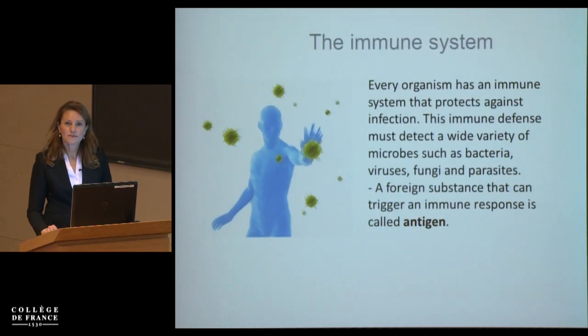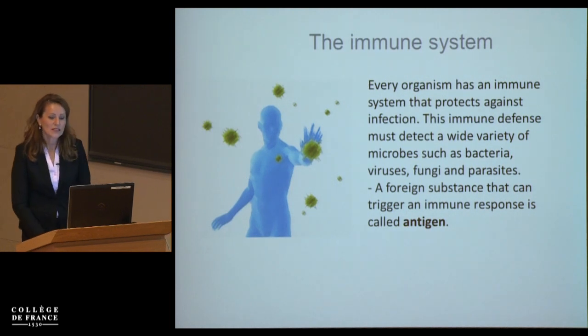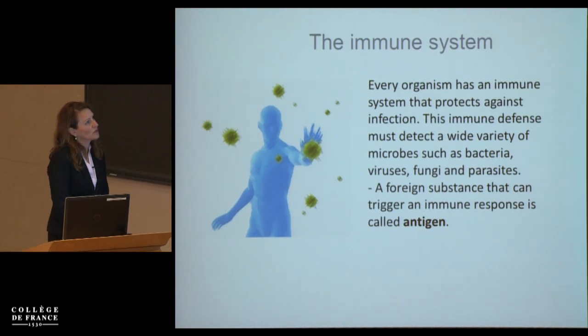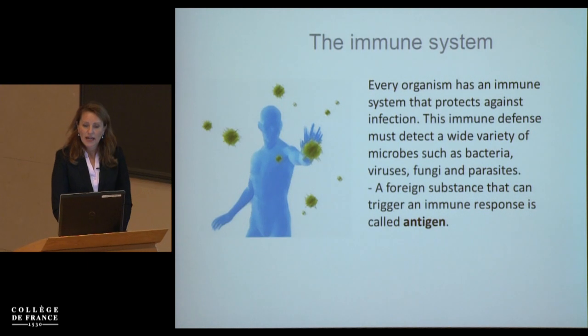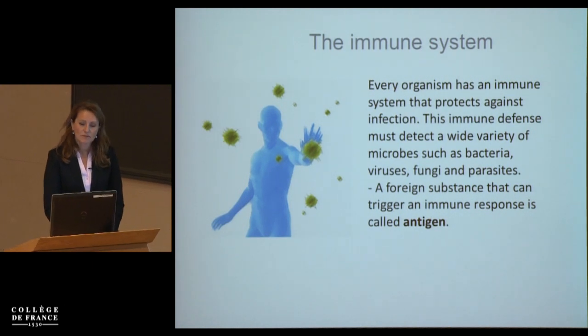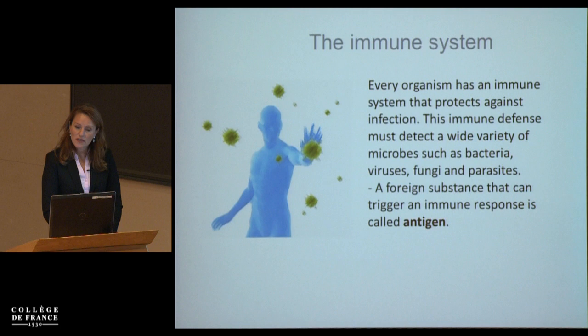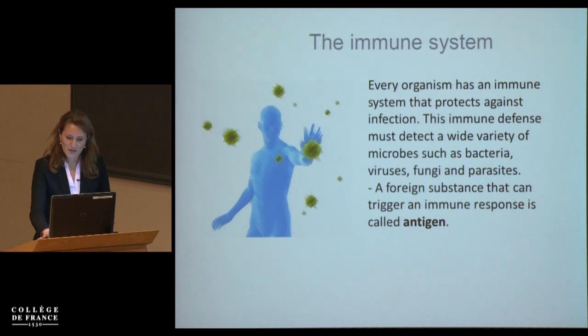So the immune system: every organism has an immune system that protects against infection. And this defense must detect a wide variety of microbes, such as bacteria, virus, and fungi, and parasites. So this is very important. And we immunologists, we call a foreign substance that activates an immune response an antigen. So this word you will hear further on.